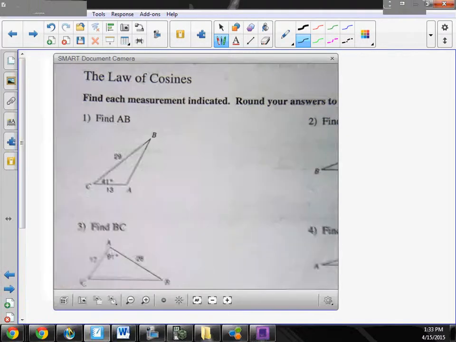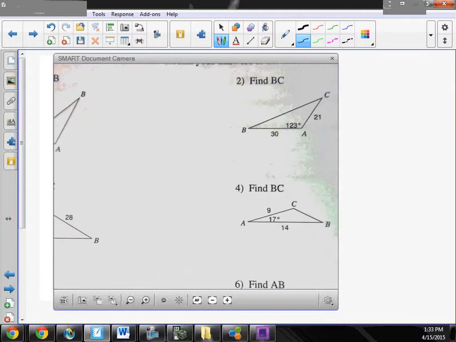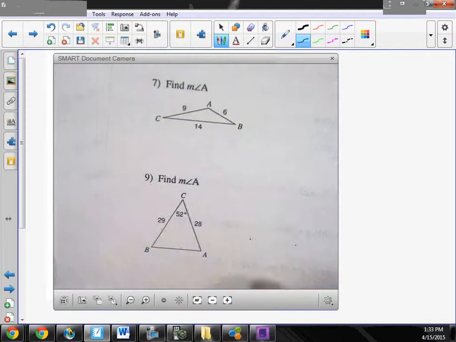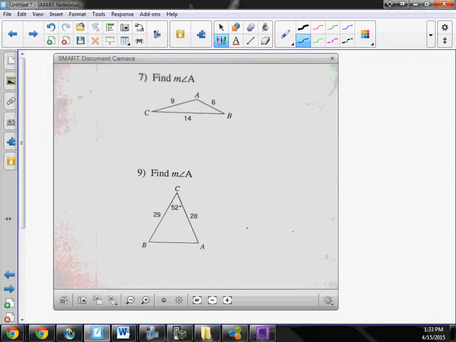Look down at number 7. All of these are side angle sides, right? 1 through 6 are all side angle sides, so they're all the same. But number 7 is a little different. What are we looking at? Side, side, side. And what am I solving for? Angle A. So if I'm looking for angle A, which equation do I pick?